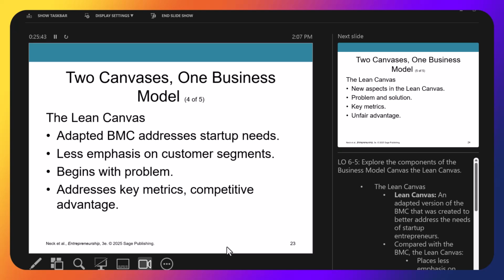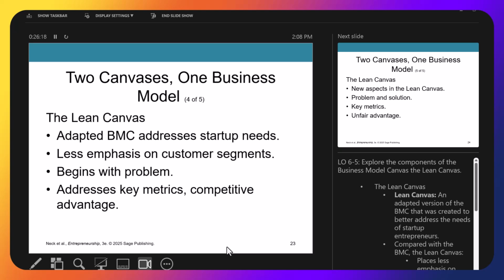So when we look at the lean canvas, there's less emphasis on customer segments; it begins with the problem, addresses key metrics and competitive advantage. We're not looking at the customer segment so much. We're actually starting with the problem. So we're looking at the problem, the key metrics associated with that problem, and your competitive edge. It's kind of like working backwards versus starting with the customer. We're working from the problem back to the customer.